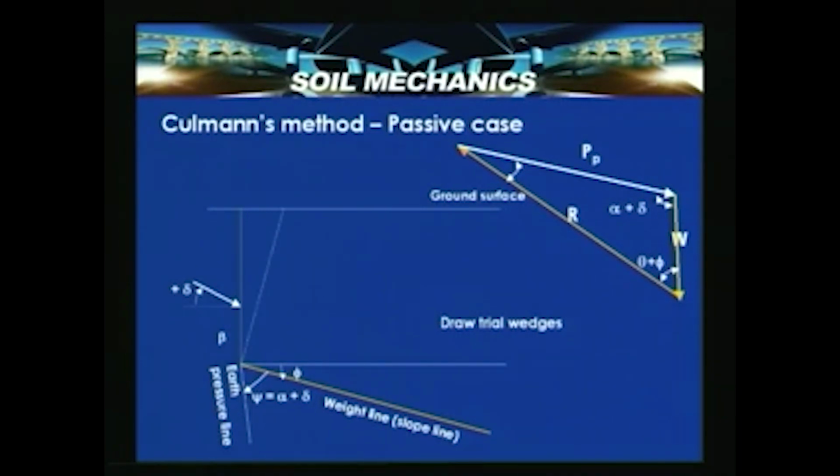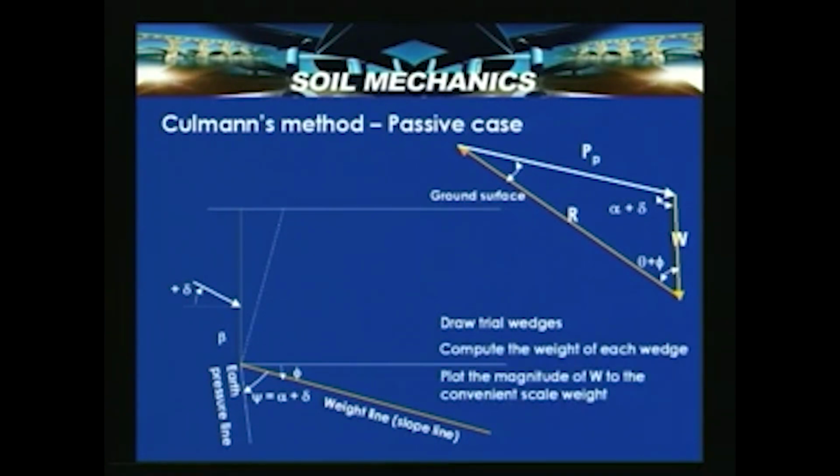We have drawn the first wedge line passing through the heel of the wall. The procedure is again the same. Here, in this case, the wall is actually moving towards the fill. Now we have to compute the weight of that wedge, and represent that weight along this slope line. That's what we did, and we have drawn a line parallel to the earth pressure line.